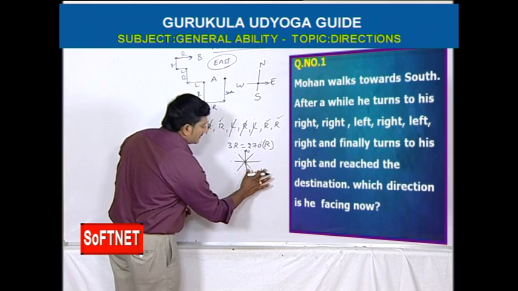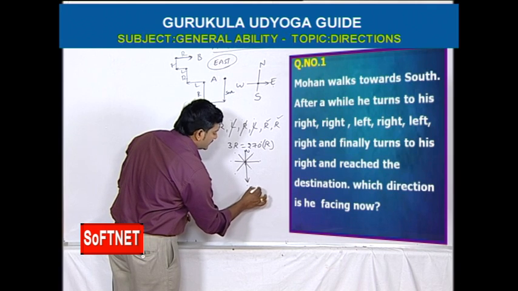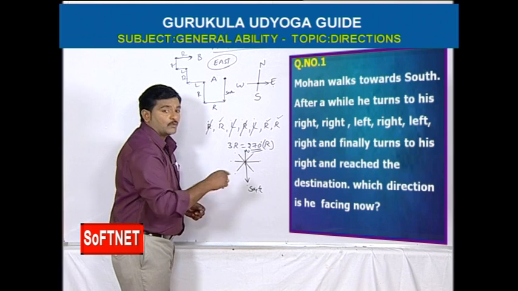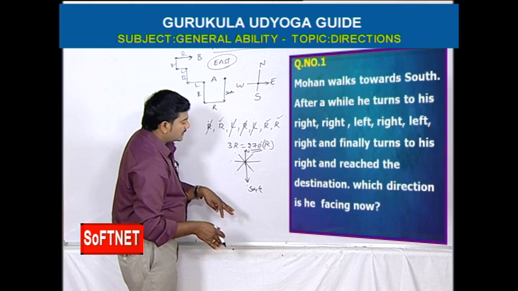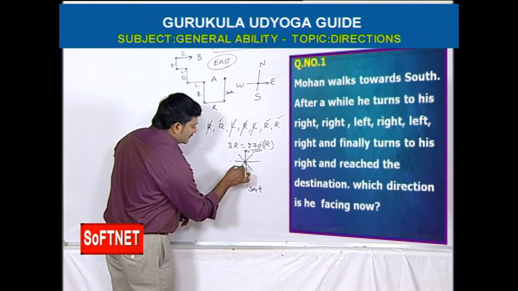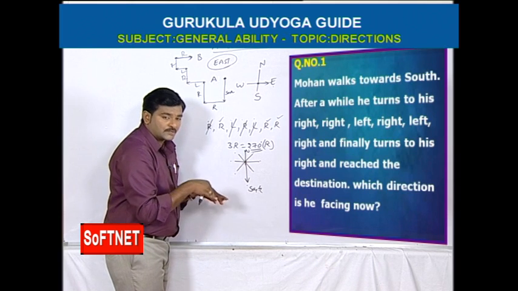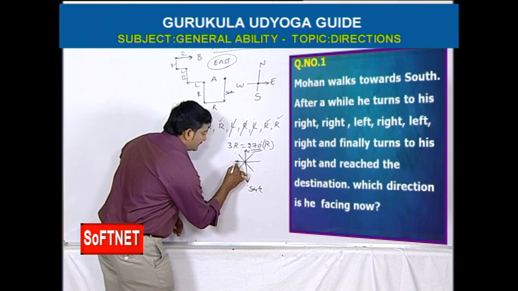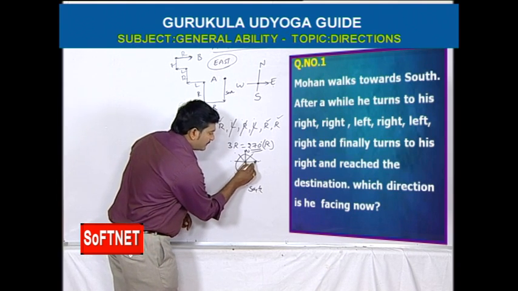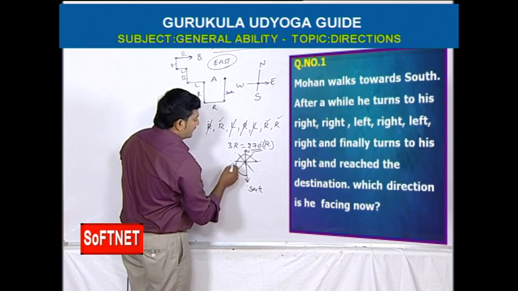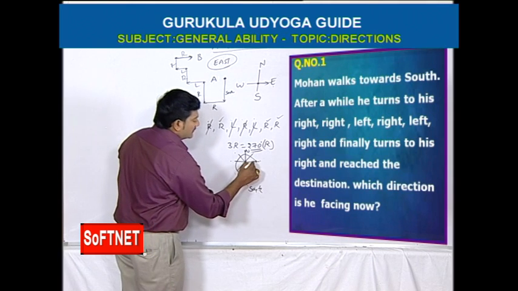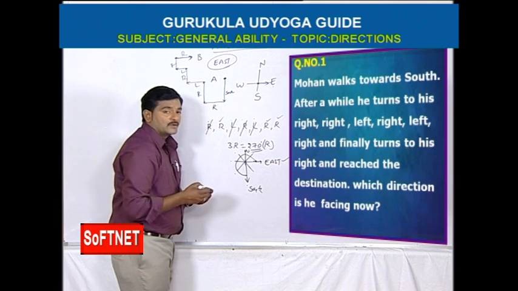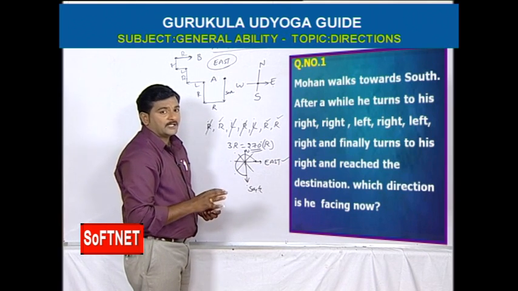Now think that this is south direction. Mohan is walking towards the south direction. Now I have to apply how many degrees? 270 degrees, towards which side? Right side. Observe here, applying 270 towards right. For this south I applied 90 degrees, and then 180 degrees, and finally another 90 degrees. So I applied 270 degrees towards the right direction. Now he came on this line. So simply we can say the person is walking towards which direction? East direction.